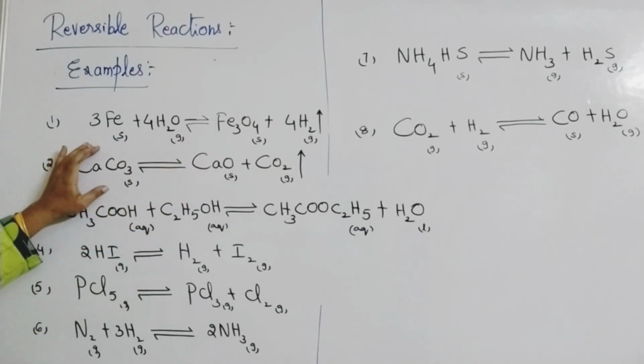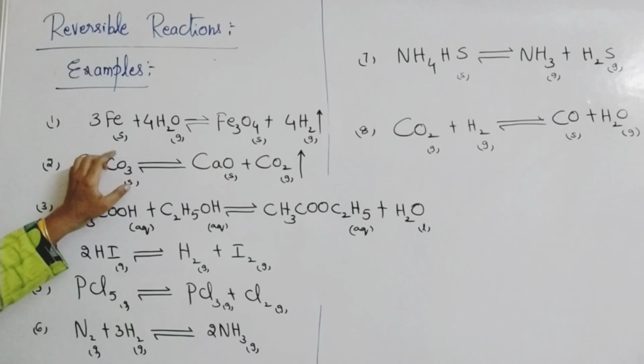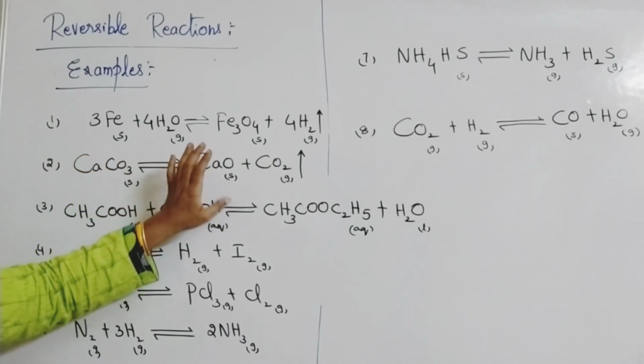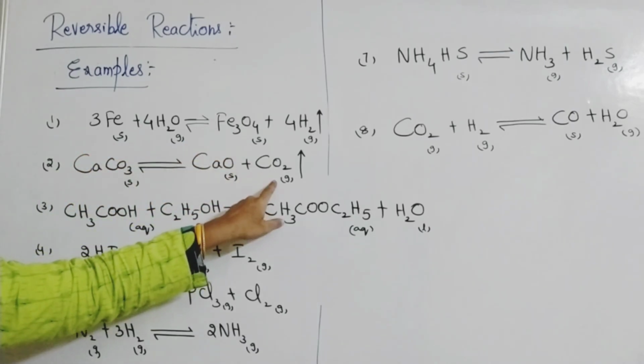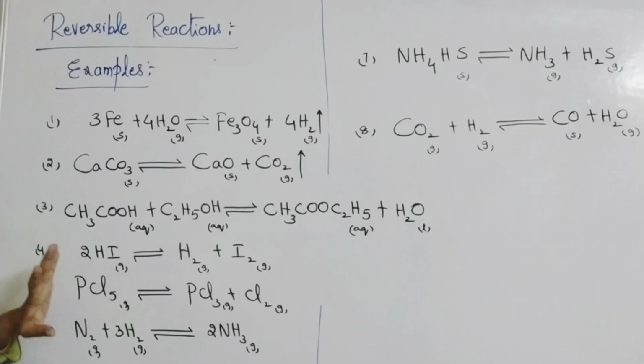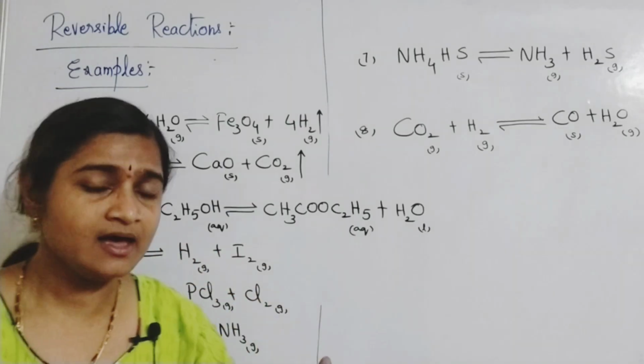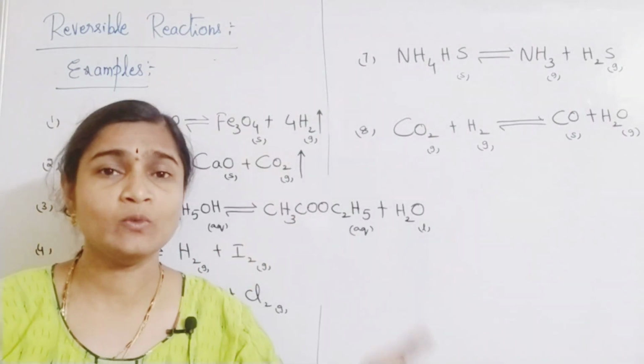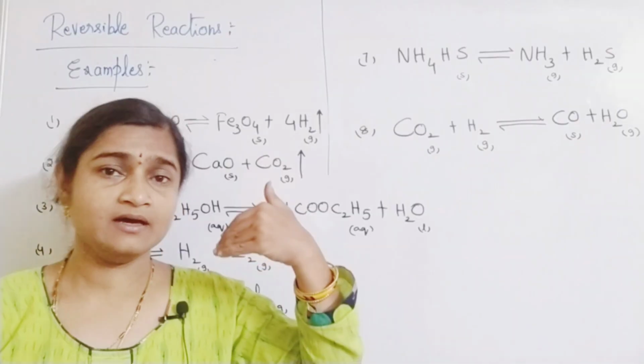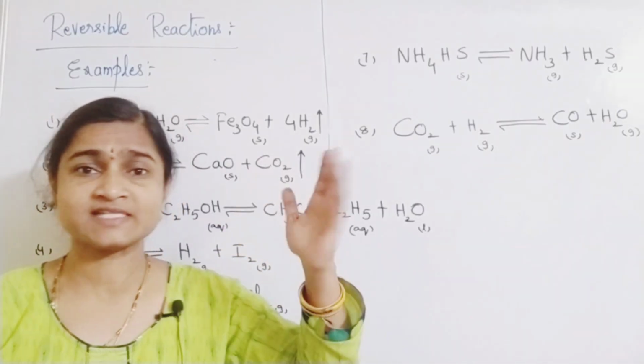Same like that, CaCO3 is in solid form. On heating, it gives rise to CaO, again solid, and carbon dioxide gas. It's a reversible reaction. See, if the reaction is performed in an open vessel, then whatever gases are produced escape to the surroundings.